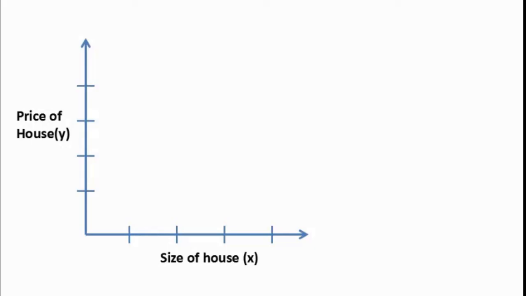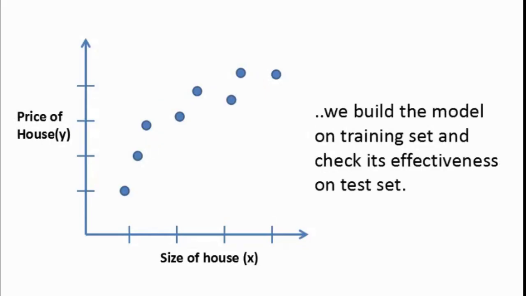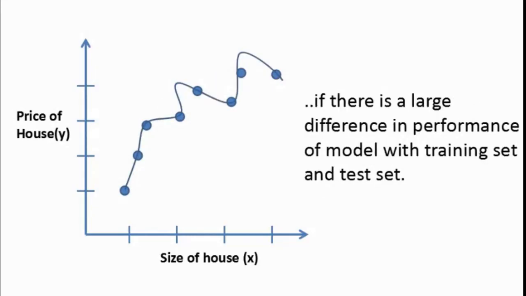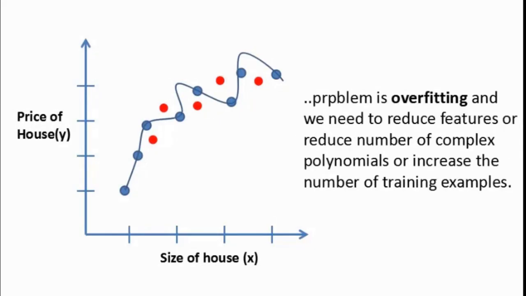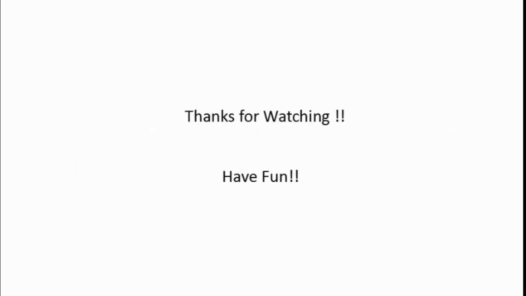To identify if your model is suffering from overfitting, you need to split the labeled data into training and test set. Build the model on training set and check its effectiveness on test set. If there is a large difference in the performance between training and test set, then you know that overfitting is the problem, and you might want to reduce features or reduce number of polynomials or increase the number of training examples. There are also other ways to tackle overfitting, like using regularization, which you will see in detail in coming videos. But that's all for now.